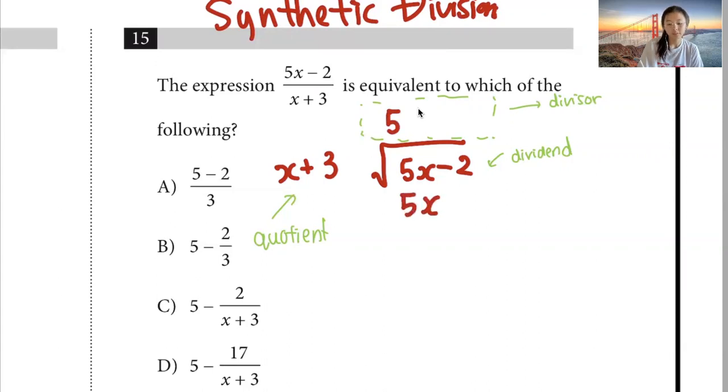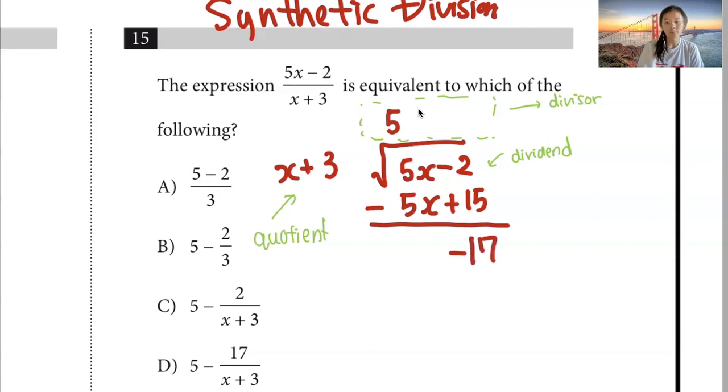But we're not done just yet. We need to multiply 5 by 3 as well, because x is not alone. It's x plus 3. So we need to do whatever we do for the first term. So that's going to be 15. And we're going to subtract 5x from 5x because we want to eliminate that. And 5x minus 5x is 0. Negative 2 minus 15 is going to be negative 17.